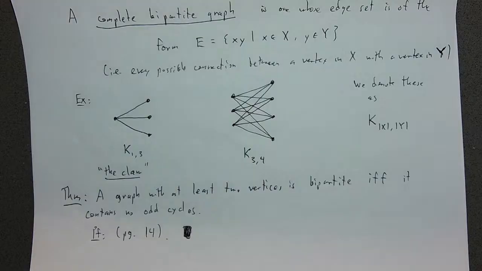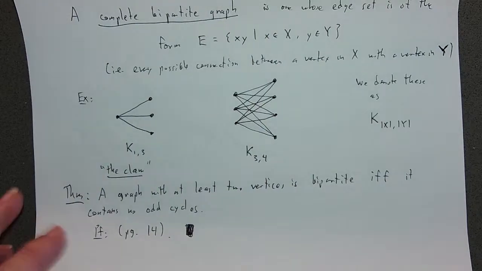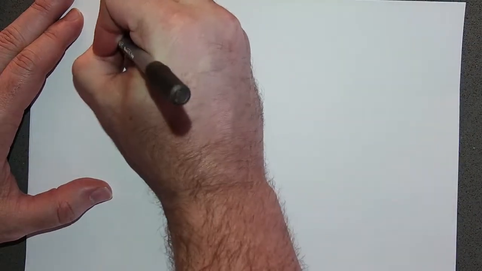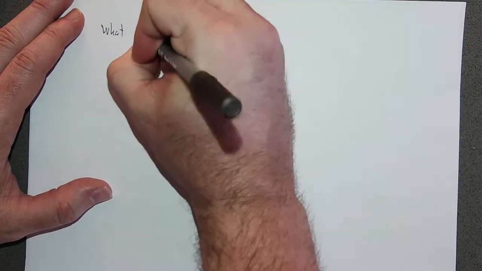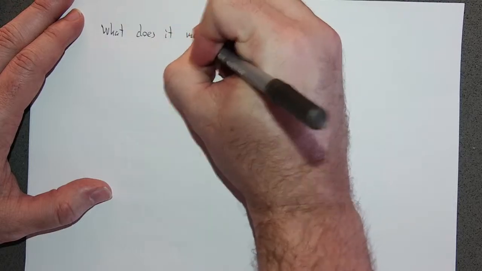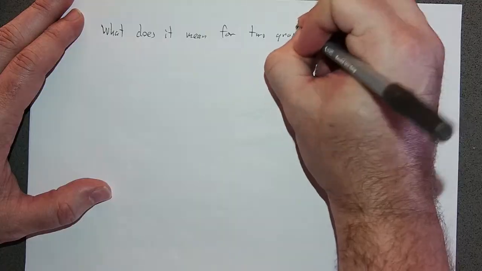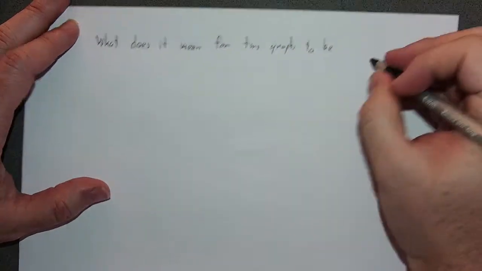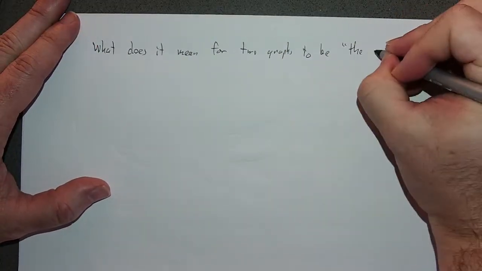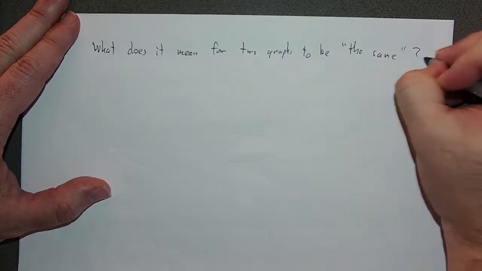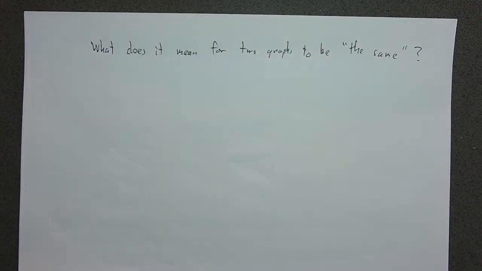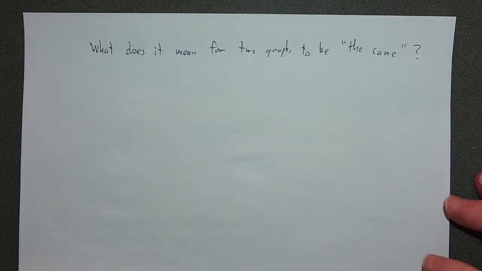Okay, so now the big question, and we'll also start lecture tomorrow talking about this because this is a very important notion. What does it mean for two graphs to be the same?